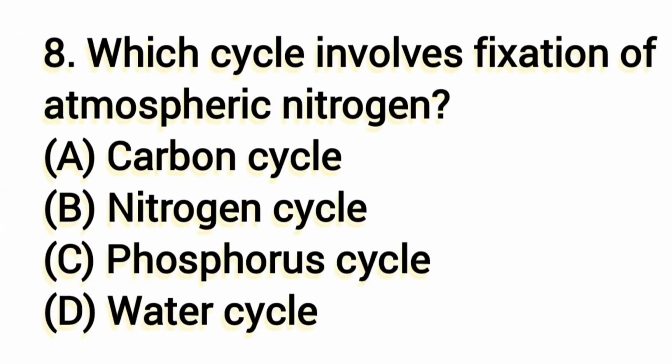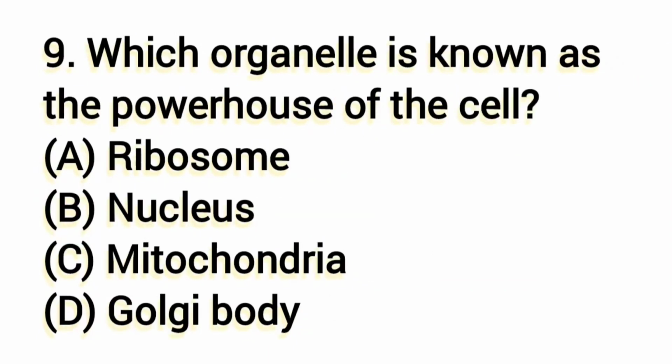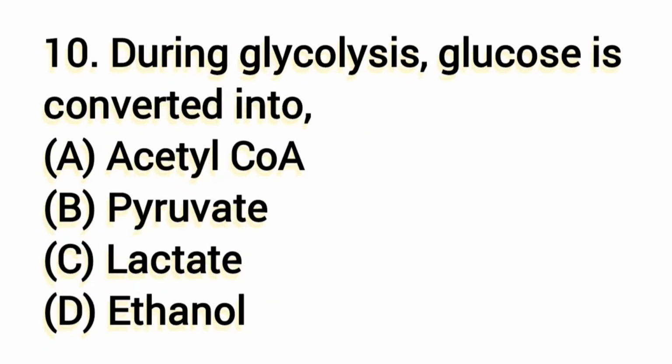8. Which cycle involves fixation of atmospheric nitrogen? A. Carbon cycle. B. Nitrogen cycle. C. Phosphorus cycle. D. Water cycle. Answer is B. Nitrogen cycle. 9. Which organelle is known as the powerhouse of the cell? A. Ribosome. B. Nucleus. C. Mitochondria. D. Golgi body. Answer is C. Mitochondria.